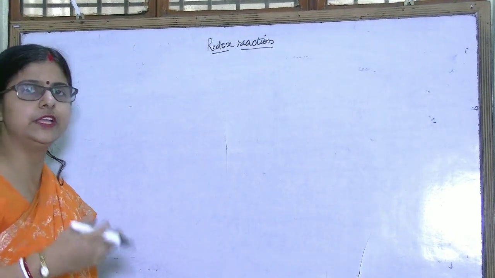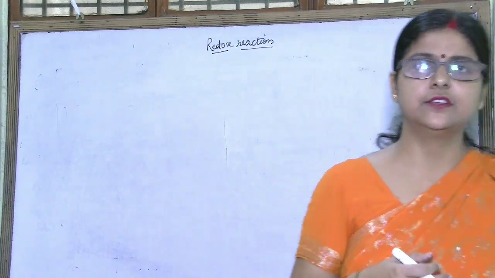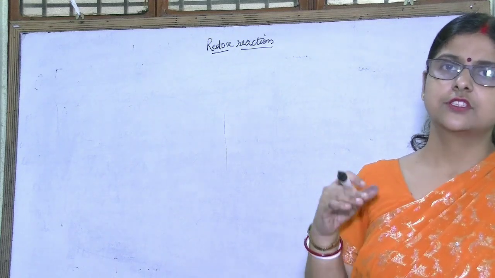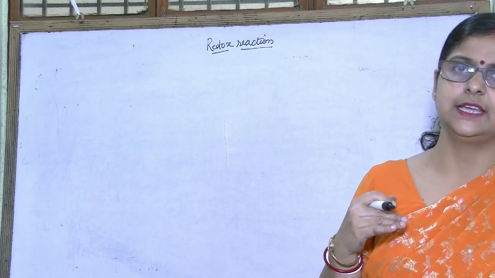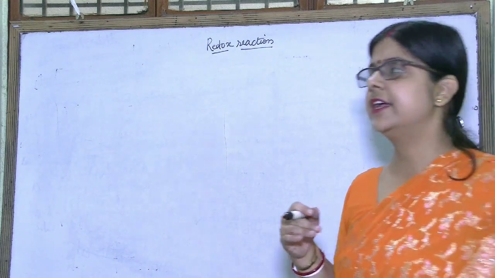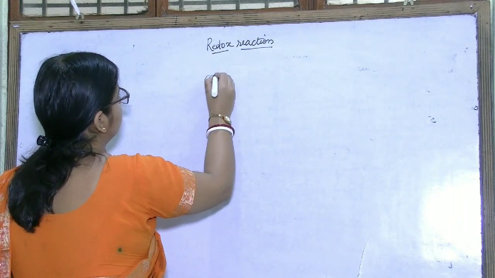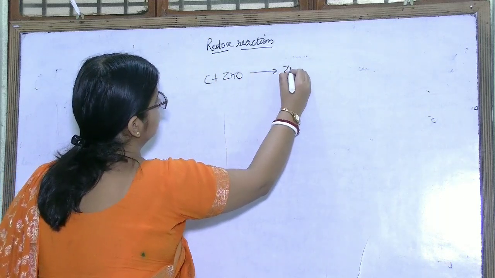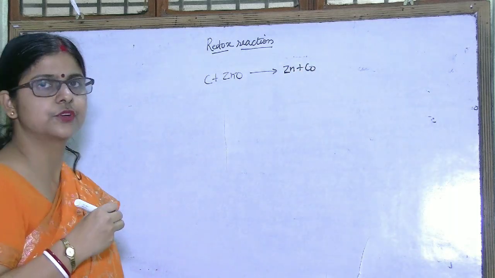A reaction in which oxidation and reduction take place simultaneously is known as a redox reaction. You can take up any example. If you are taking carbon plus ZnO, it gives Zn plus CO. It is an example of a redox reaction.